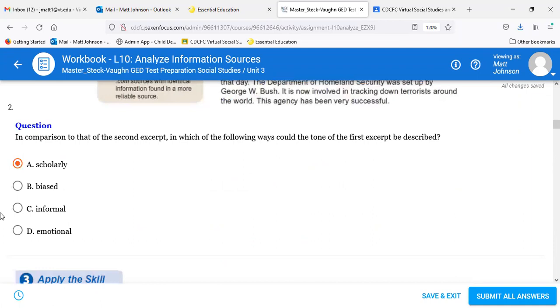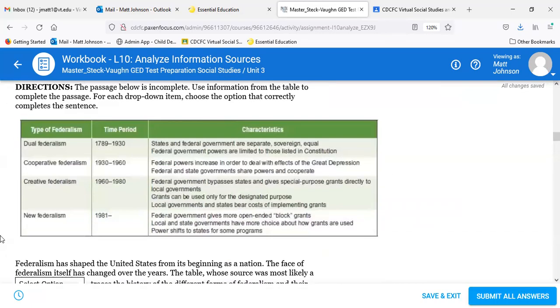It's certainly formal, it's not informal. It's not like, hey, yo, this is George W. Bush's new Homeland Security, right? It's very official sounding. Emotional, not necessarily, right? Like we talked about, Fatia mentioned impassioned. Is it emotional? Is it trying to invoke a certain response from you? It's just giving you information. So it's scholarly. All right.